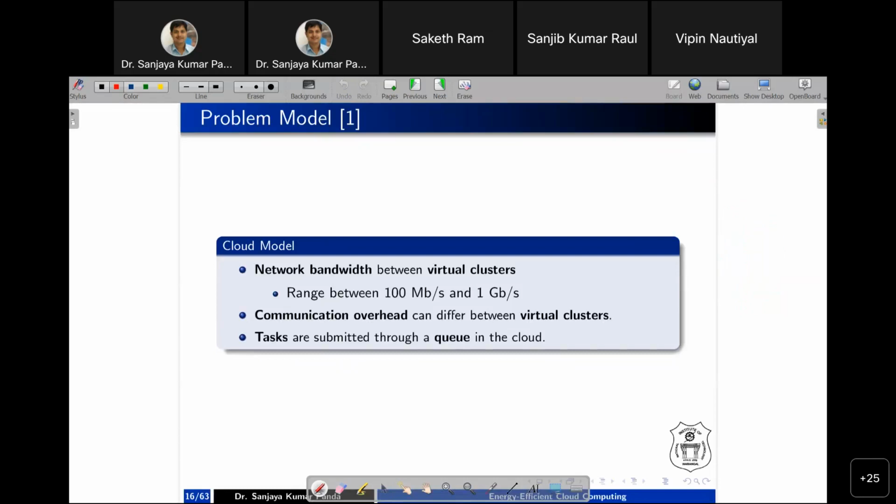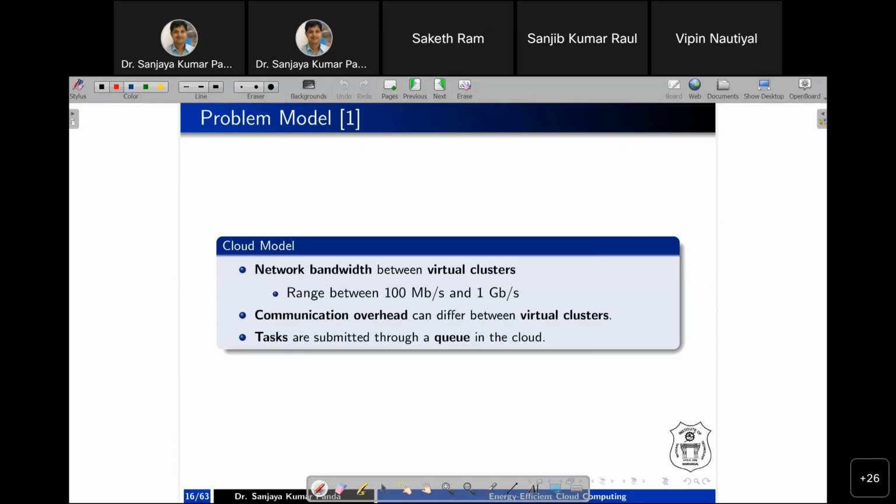Now, I have told you network bandwidth is very important when you want to move your data from one virtual cluster to another virtual cluster. So it ranges, right? Our bandwidth ranges from megabits to gigabits, or maybe in future more than that also. So these we also need to consider, because not only is the computation an overhead, but the communication is also an overhead.